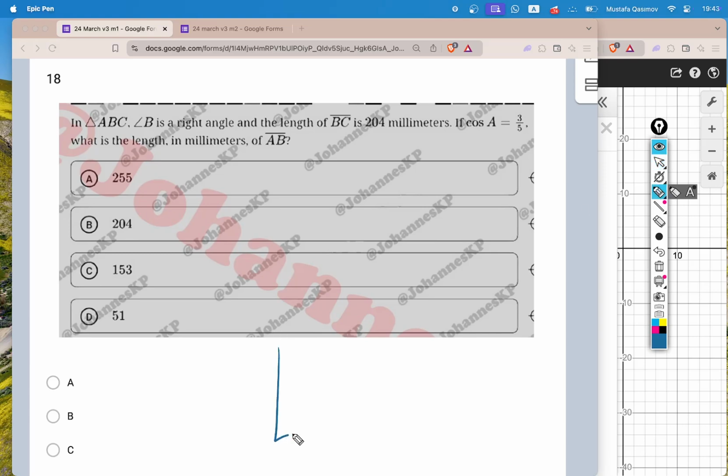Let's draw a triangle. Cosine A, let's say it is A. Cosine A is 3 over 5, so it will be 3, 5, 4. But with K, it's also important. Then let's say BC is 204. If B is the right angle, it is here. BC is 204. So K is equal to 51. And AB is equal to 153, so the answer is C.